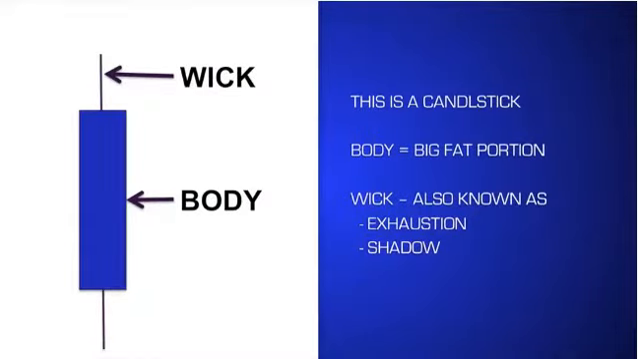So let's get started on what a candlestick is. In this picture, you see an example of a candlestick. These are called Japanese candlesticks, and you usually find them on the OHLC chart. I'll talk about that shortly. So this candlestick is made up of a big fat region called the body, and then the little skinny things coming out of it are called the wick, also known as the exhaustion or the shadow. It's good to follow these because they tell you a lot. I'm going to go into what each of these mean on the next slide.